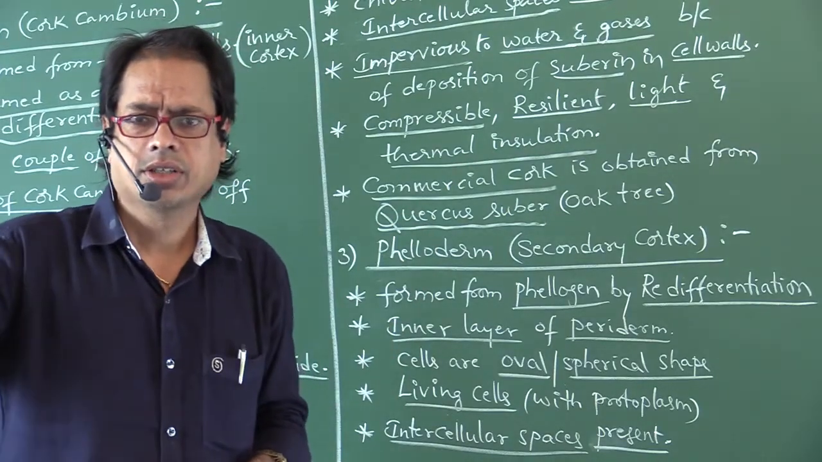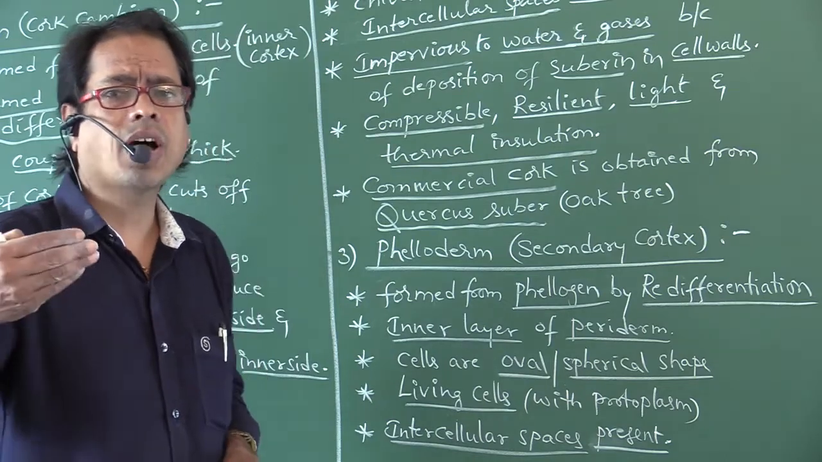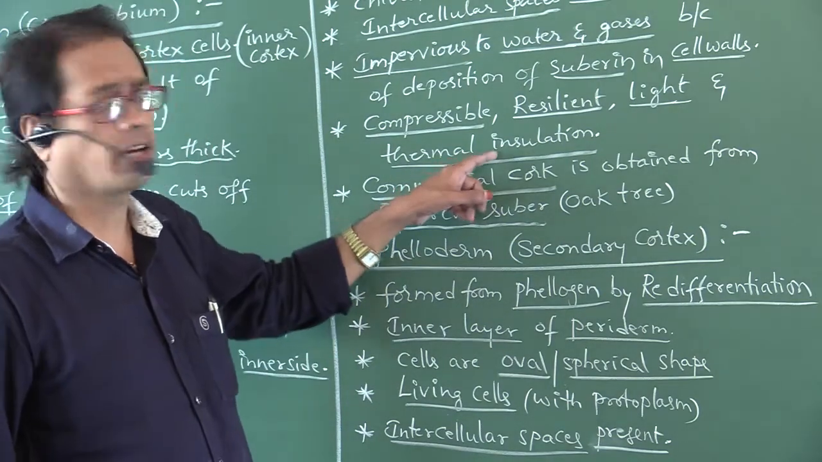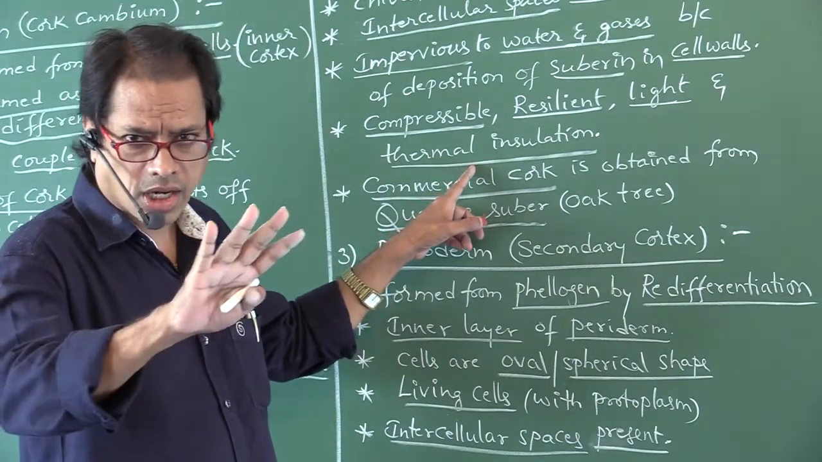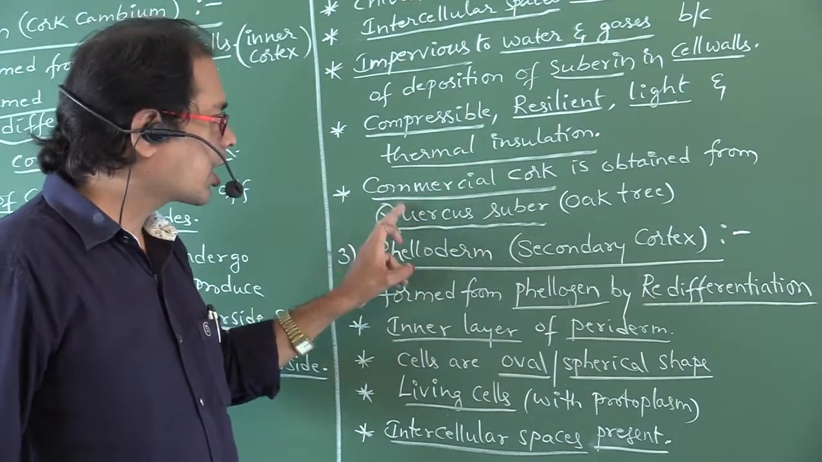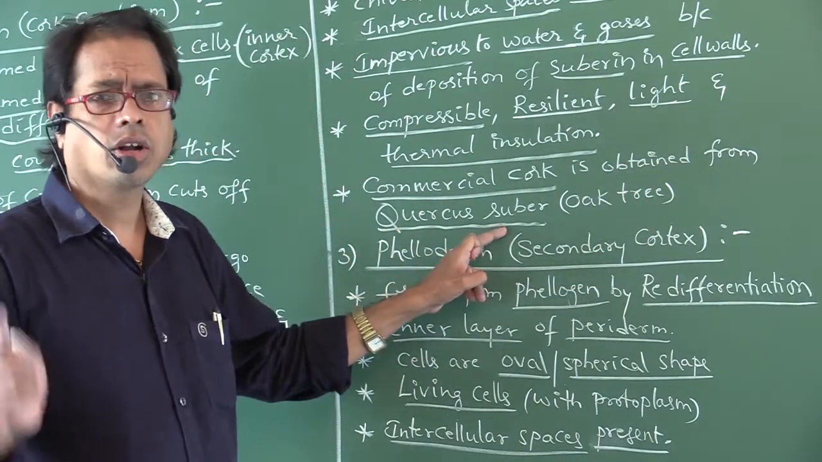Conductors means passing heat. Not able to pass heat means insulation, insulators. Right? It has thermal insulation. It does not conduct heat. Next, commercial cork is obtained from Quercus suber, commonly called oak tree.